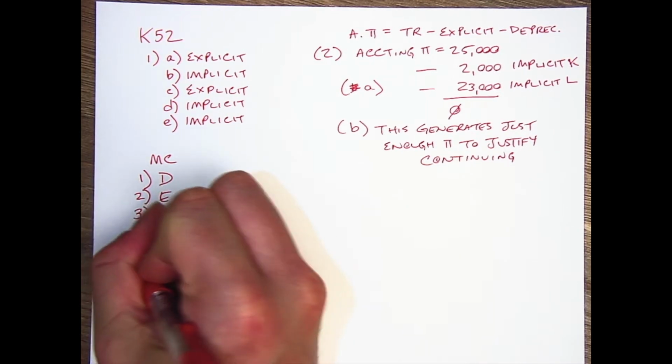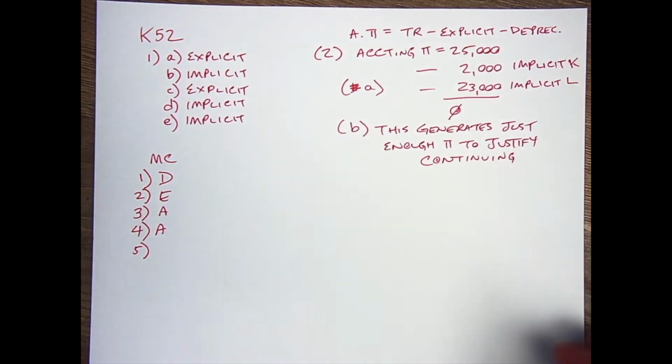A. And number 5, you sell t-shirts at your school's football games. Each shirt costs $5 to make and sells for $10. The game lasts 2 hours, and you sell 200 shirts a game. You could always be earning $8 per hour at your other job. Then it says your accounting profit is blank, and your economic profit is blank.